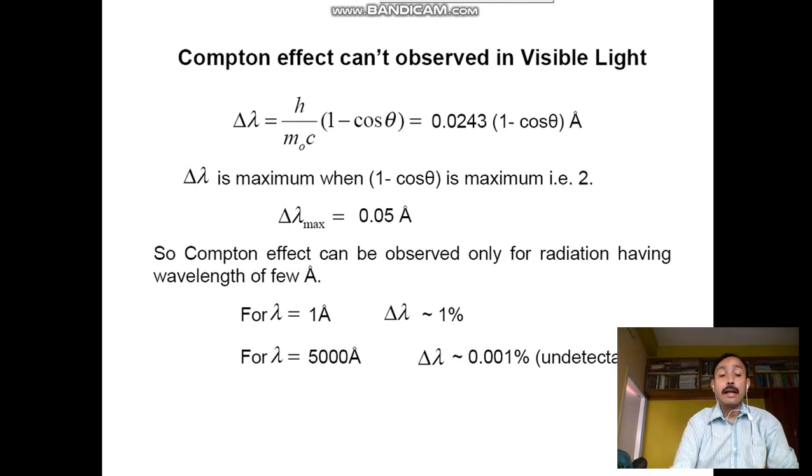But the energy of an X-ray of wavelength almost around 1 angstrom becomes 2 into 10 to the power 3 electron volt. And for gamma rays, it is even higher. So when X-rays or gamma rays fall on the target, they can liberate electrons of the scatterer at rest. Hence, we can see Compton effect with X-rays or gamma rays.